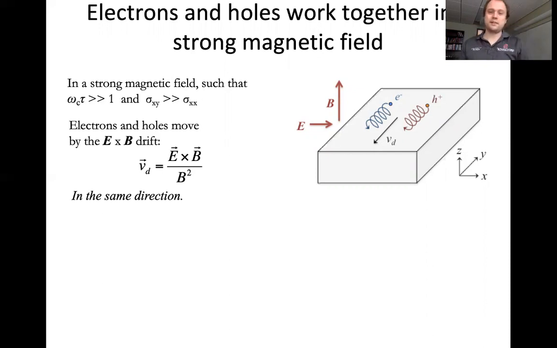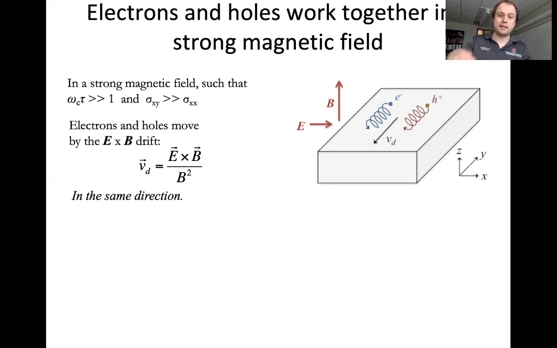Now, in this situation, you have electrons and holes that are moving in crossed electric and magnetic fields. So the magnetic field is going out of the plane. The electric field is, say, in the x direction in this picture. And in this situation, you can just think back to what was your favorite class in E&M, and remember that in crossed electric and magnetic fields, charges move by the E cross B drift. And what's important is that the E cross B drift goes in the same direction, regardless of the sign of the charge.